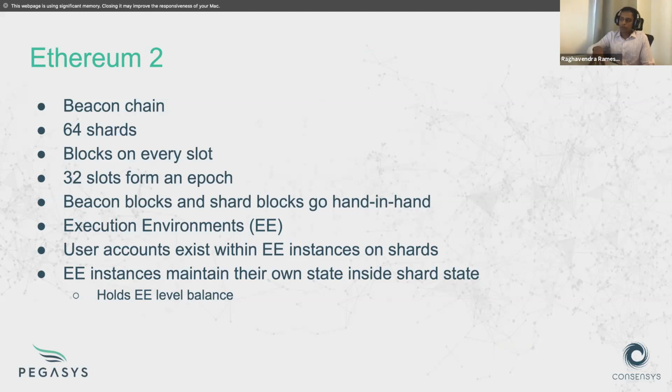And the user accounts exist within these EE instances, which are, again, different instances running on shards. And the execution environments need to maintain their ether balance. That's not globally kept in one place or in the beacon chain, it's distributed. So every shard for every execution environment instance maintains its balance. Okay, so this is the backdrop.